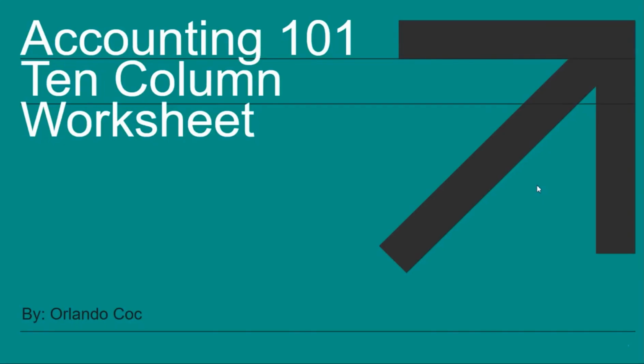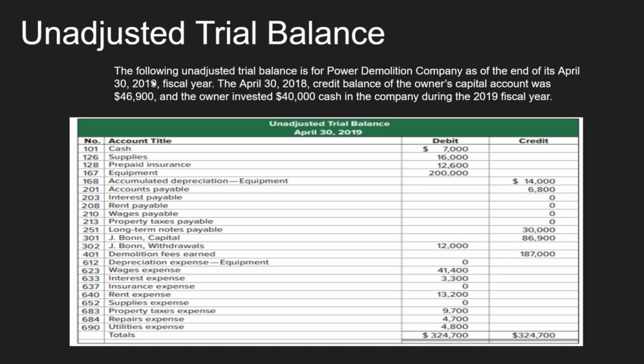My name is Orlando Cog and alongside my group members, I will be explaining Accounting 101, the 10-column worksheet. The prompt given was the following: the unadjusted trial balance is for Power Demolition Company as of the end of April 30th, 2019 fiscal year. The April 30th, 2018 credit balance of the owner's capital account was 6,900 and the owner invested 40,000 in cash in the company during the 2019 fiscal year.